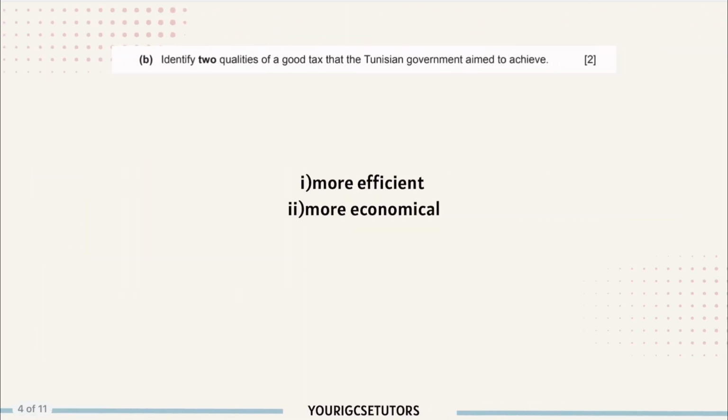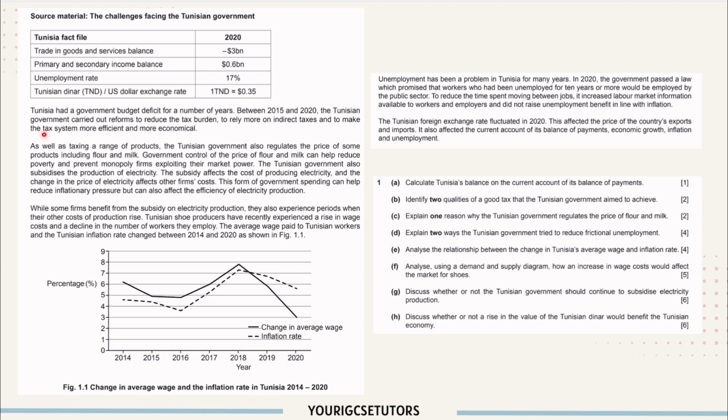Question B. Identify two qualities of a good tax that the Tunisian government aim to achieve. So it's more efficient and more economical. So for identify question, you can just write the answer. Keep your answer short so that you won't waste time. So to show you, the answer is here. Tax system more efficient and more economical.